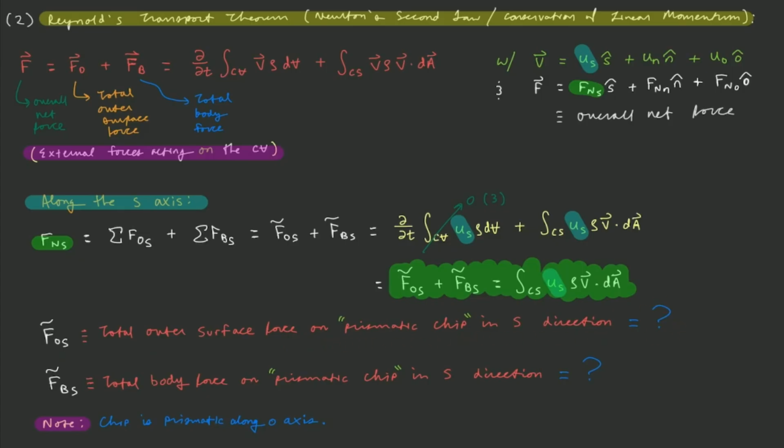We don't know what that is yet. And F tilde BS, total body force on prismatic chip in s direction. Again, we don't know what that is yet either.